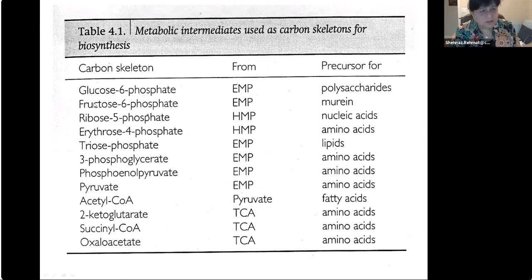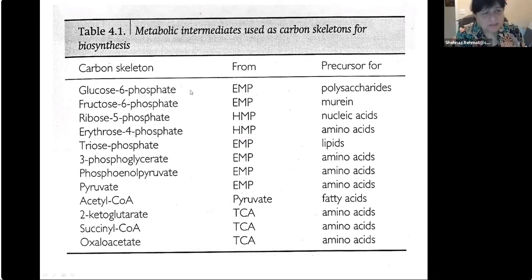So murein synthesis uses fructose 6-phosphate. Nucleic acid synthesis will use ribose 5-phosphate. Amino acids, lipids, fatty acids: all the precursors for these are either monomers for your proteins, or monomers for your lipids, or monomers for your polysaccharides, or monomers for even your peptidoglycan and nucleic acids. They all come from these carbon skeletons that are produced from these central metabolic pathways.